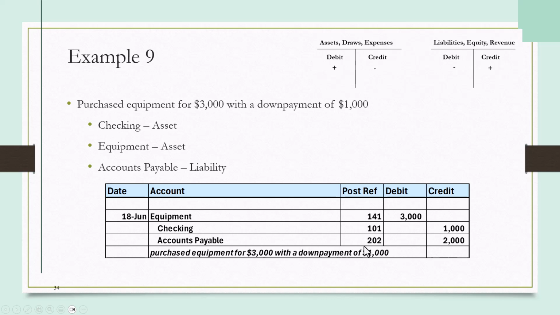And then you could put account numbers if you have them and an explanation. So sometimes you will have more than one debit or more than one credit, as long as your total debits equal your total credits. So I've got $3,000 on the debit side, and if you add the $1,000 and the $2,000, you get $3,000 on the credit side. Okay, let's go to the next example.